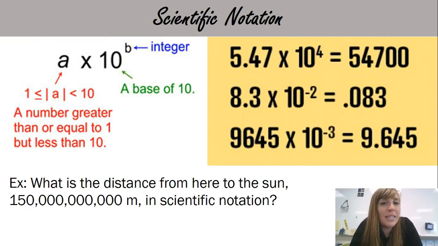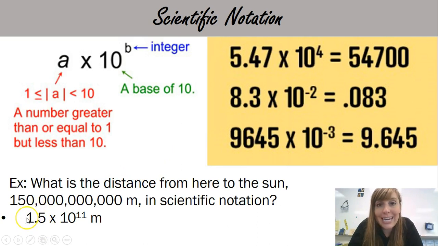All right, so if you did that correctly, then you got 1.5 times 10 to the 11th meters. So the reason for that is, remember, this number here cannot be greater than 10. It can only have one digit to the left of the decimal. So our decimal is here initially. We need to bring it over here, so it's between the 1 and the 5, so that the 1 is that singular digit you have to the left of the decimal. We get to keep the 5.